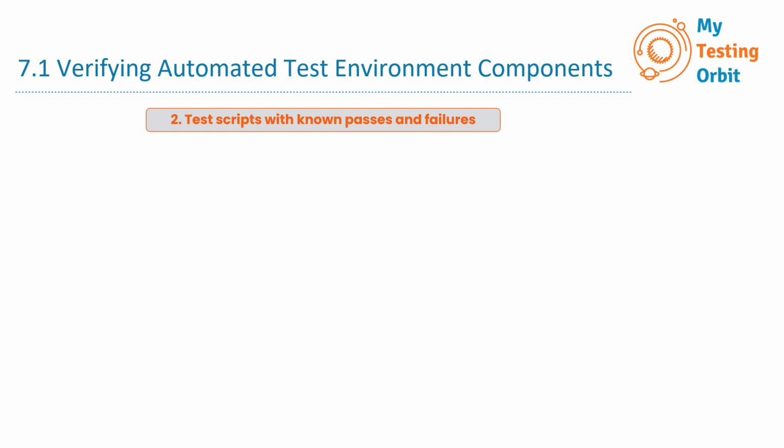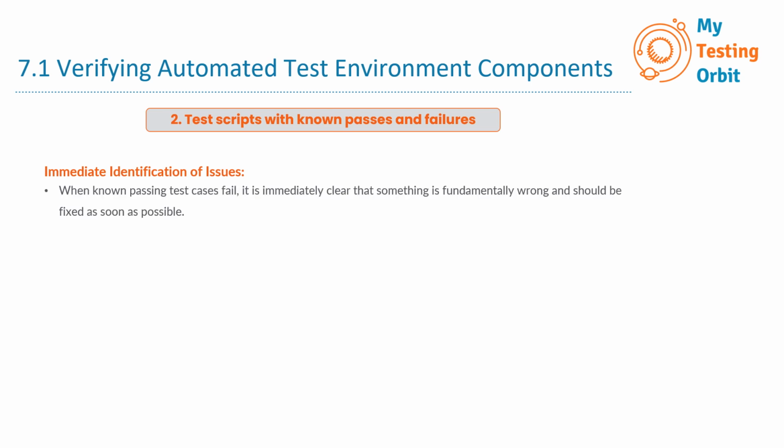Number 2 is test scripts with known passes and failures. The first point is immediate identification of issues. When known passing test cases fail, it is immediately clear that something is fundamentally wrong and should be fixed as soon as possible. Let's say that you are baking a cake and you are following a recipe which you know works perfectly every time.